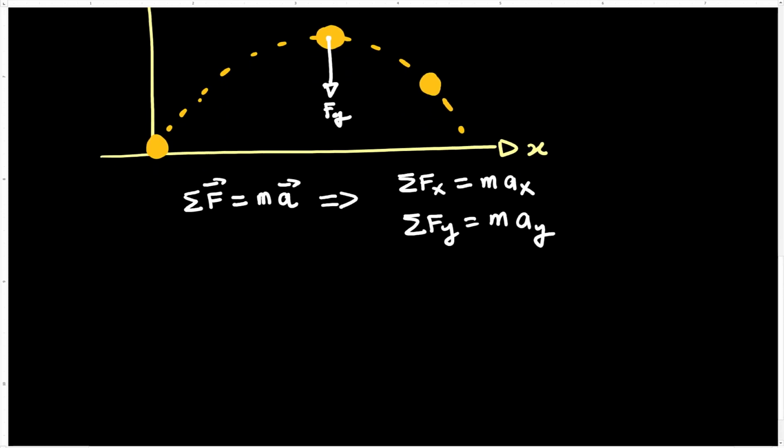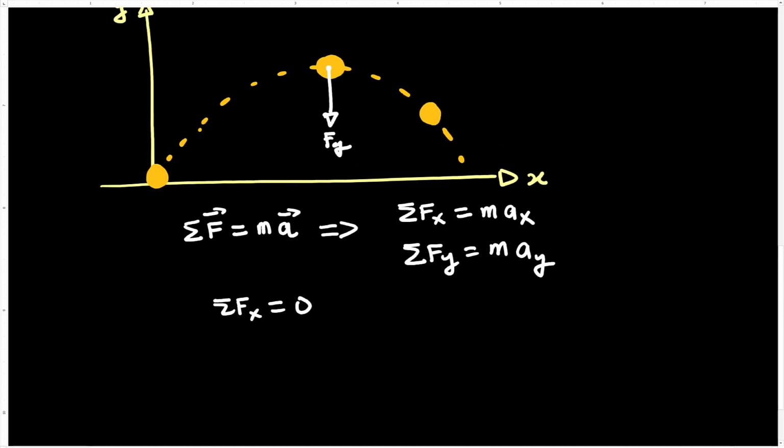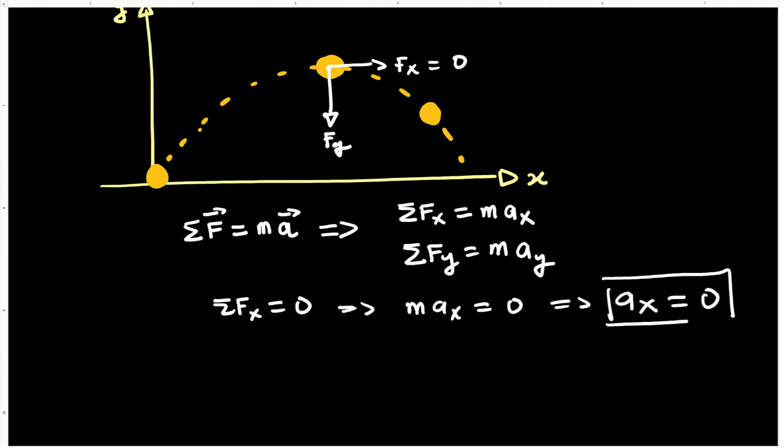Now, this is what we know. We know that the sum of forces in the x direction is 0. There is no force acting along the x direction. Let me say that again. There is no force acting along the x direction. So this means that max is equal to 0, which implies that the acceleration in the x direction is 0.